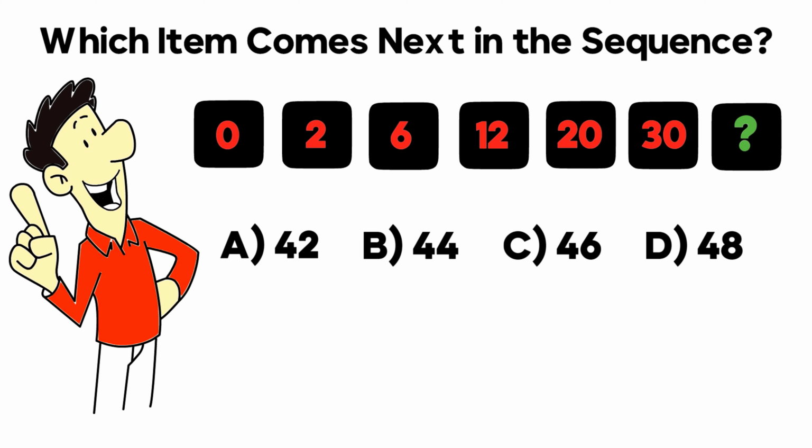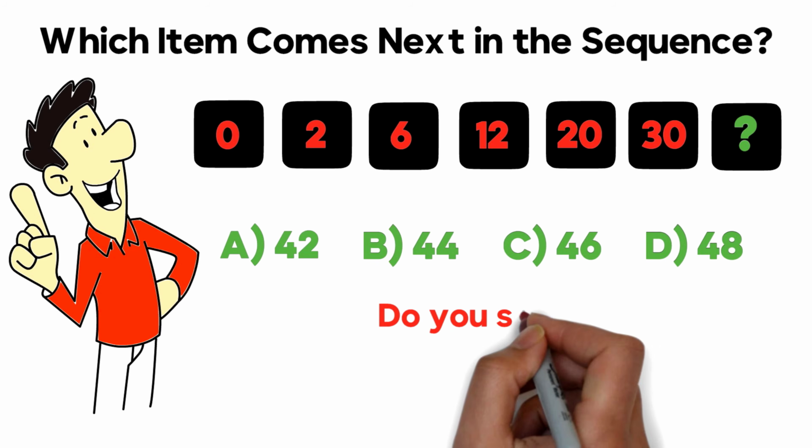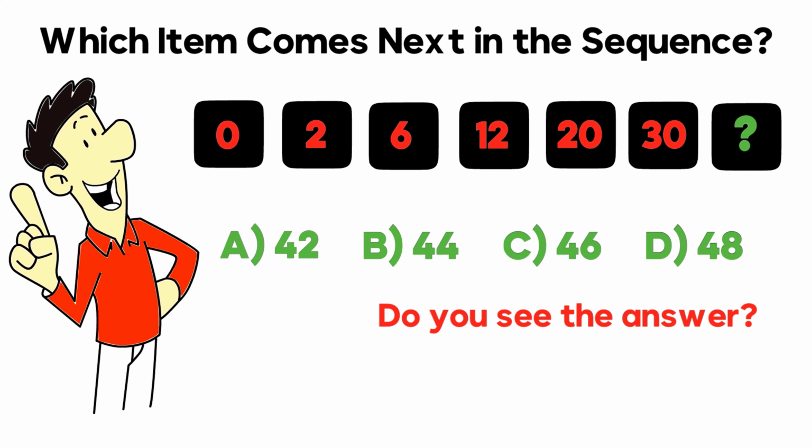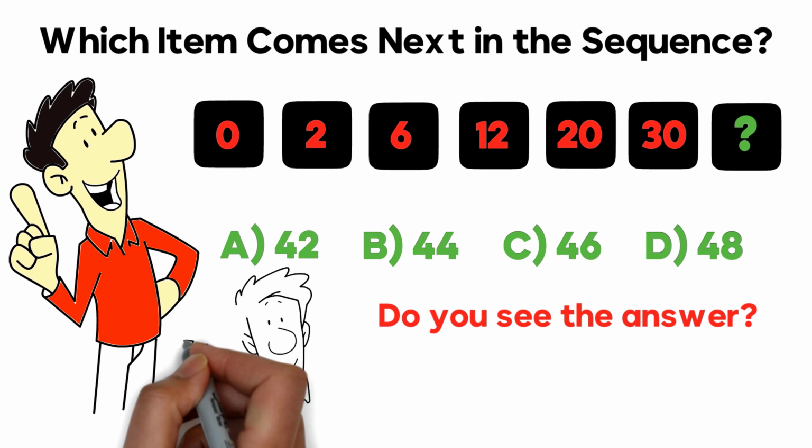And you're being asked to select one of the 4 following choices. Choice A, 42. Choice B, 44. Choice C, 46. And choice D, 48. Do you see the answer? It may or may not be obvious, depending upon your skills of detecting the pattern.